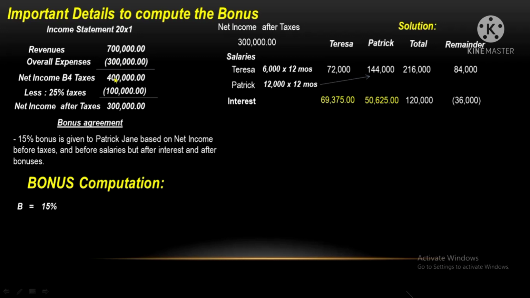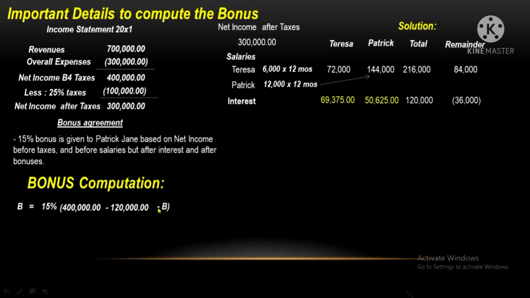So if I use 400,000, then I have already satisfied the condition that the 15% bonus rate shall be based on the net income before taxes. Plus, this 400,000 is also before salaries already. So two conditions are already met by the 400,000 net income. The only conditions not yet met are, first, it should be after deduction of interest. But it is easy to meet that requirement. You just have to deduct from 400,000 the total interest here of 120,000. And there you go. It's already after interest. The other condition is that the net income should be after bonus. And since we don't know the bonus yet, let's deduct from this the unknown B.